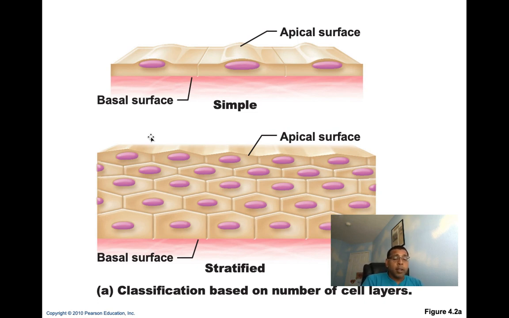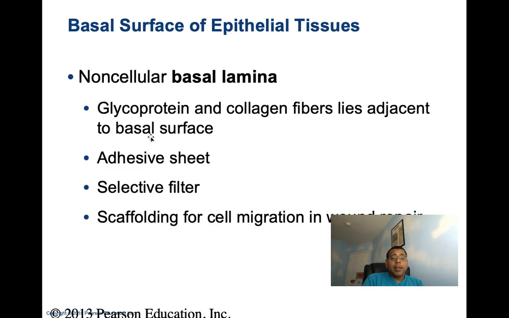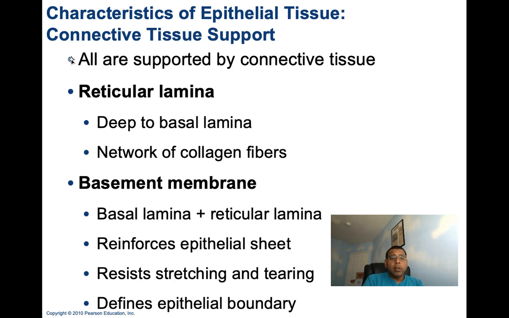Now this third characteristic I was telling you guys about is that epithelial tissue is going to be supported by connective tissue. All epithelial tissue is resting upon and is supported by connective tissue. Now here we have our reticular lamina. The reticular lamina is a layer of extracellular material that's going to contain a fine network of collagen fibers that will belong to the connective tissue.